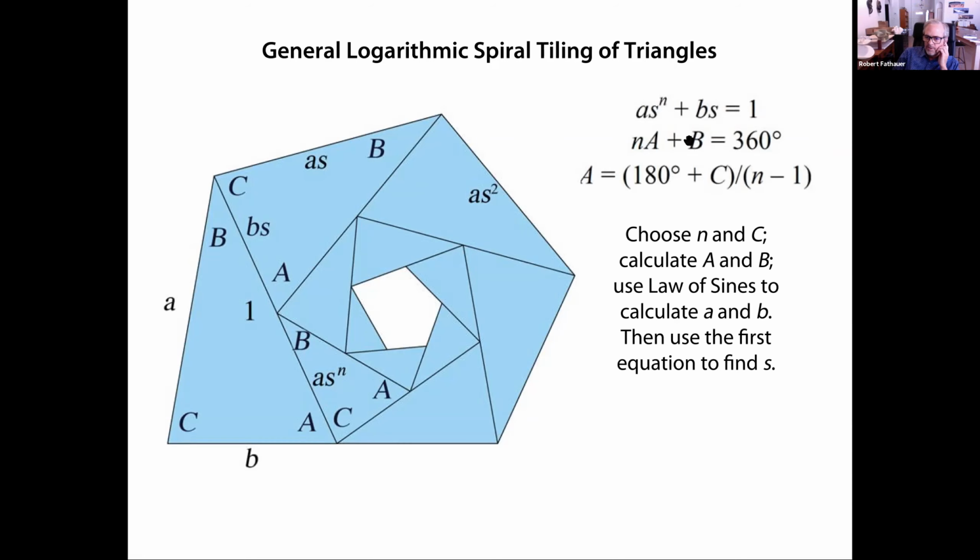As a concrete example, the one shown here, n equals 5: 1, 2, 3, 4, 5. C is 80 degrees, A and B are 65 and 35, and the scaling factor is about 88%.